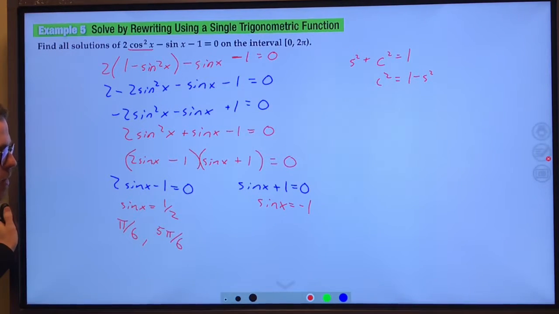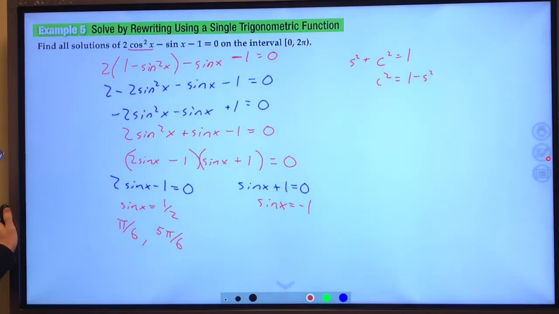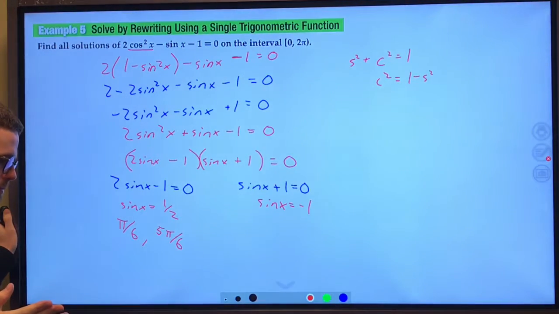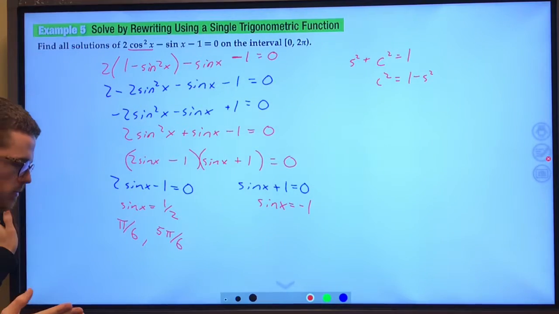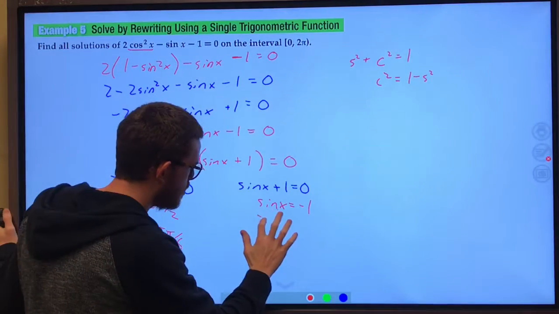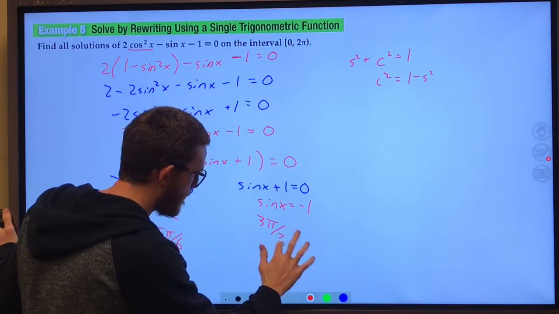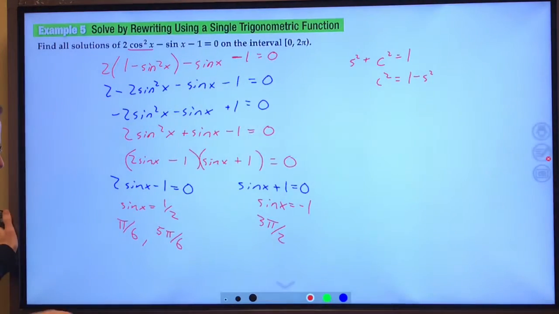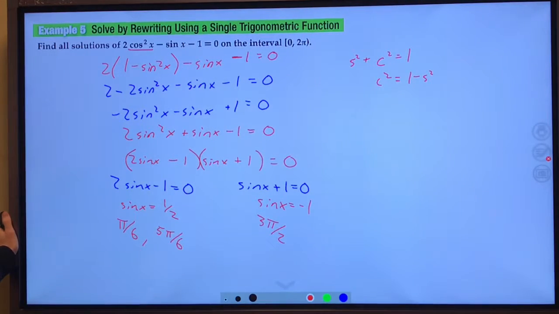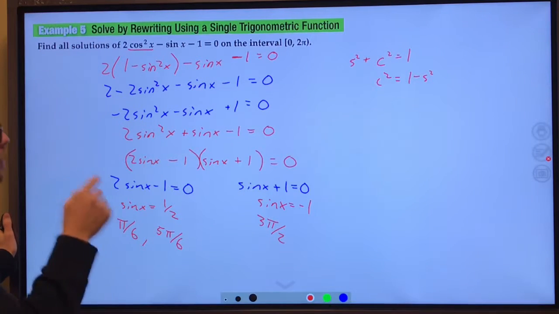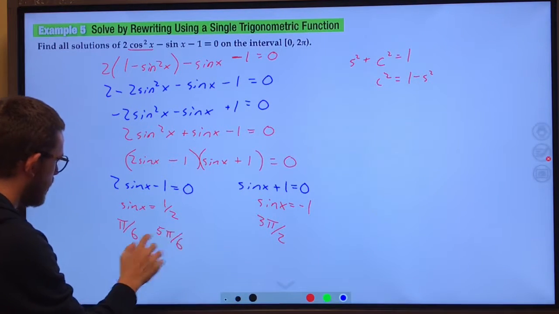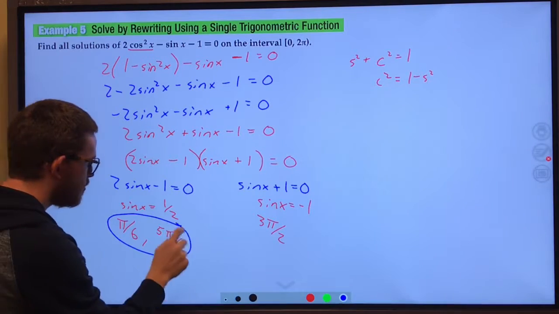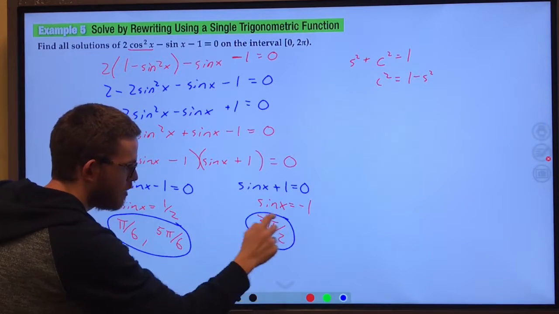What values for x give me a sine value of negative 1? That would be 3 pi over 2. Yeah, I can't think of any others. That'd be it. So those are our values on the interval from 0 to 2 pi. Pi over 6, 5 pi over 6, and 3 pi over 2.